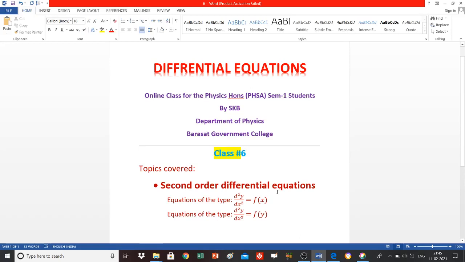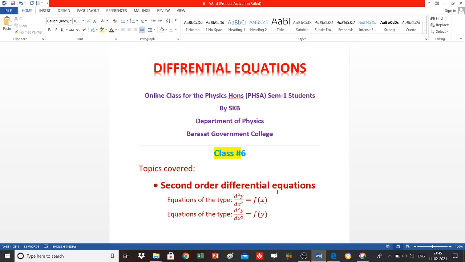Dear students, this is the sixth class of differential equations, and in this class we will learn to solve second order differential equations. And you will come to know that there are several kinds of second order differential equations which will be solved in some consecutive classes.